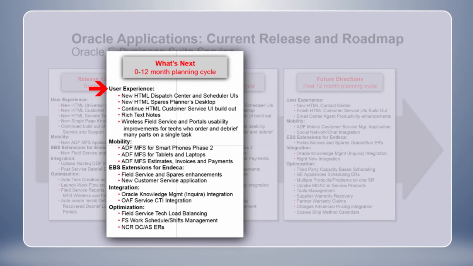We're continuing to do improvements on usability in the portals and wireless areas. One of the things we have is customers that debrief many parts and order many parts, maybe up to 100 on a particular task. So we're optimizing our spares and mobile UIs for these large volumes of customers.